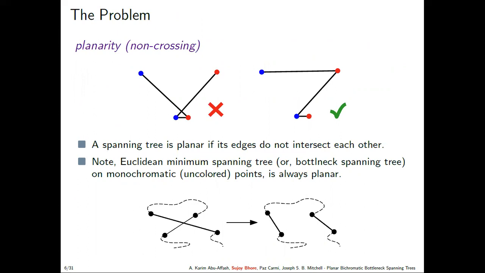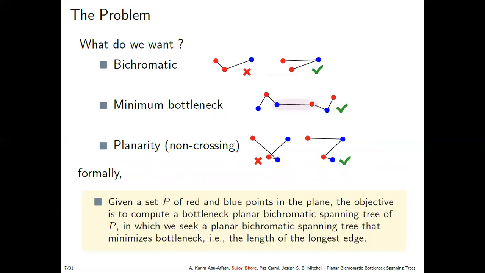An important point to note is that a Euclidean minimum spanning tree or bottleneck spanning tree on monochromatic, meaning uncolored, points is always planar. Because if there are 2 edges that intersect each other, it is possible to convert these to an alternative solution while reducing the cost of the solution, and these 2 edges do not intersect each other. But this is not the case for bichromatic points.